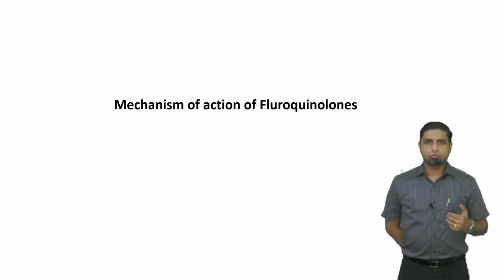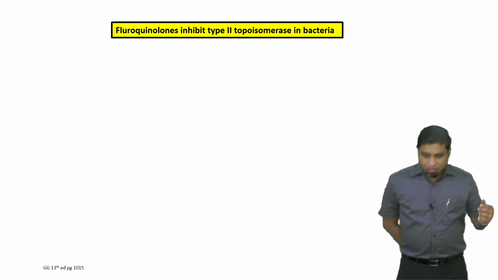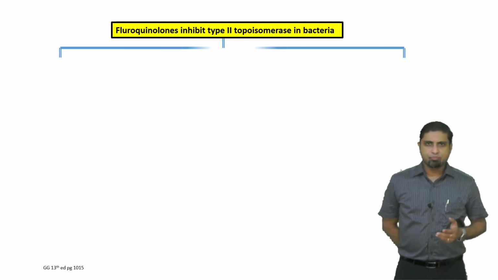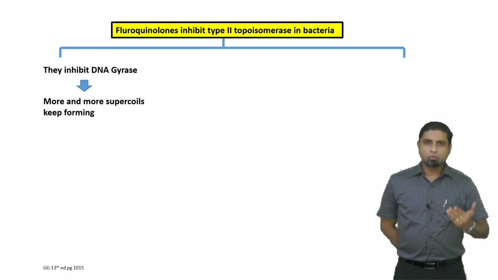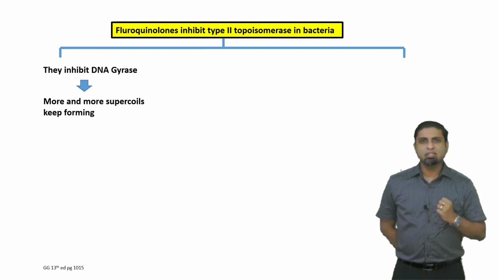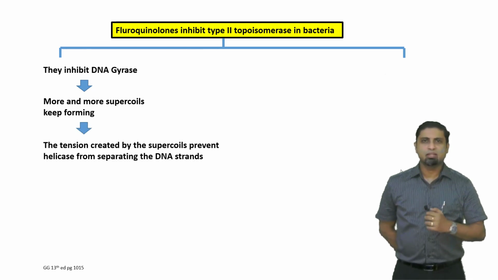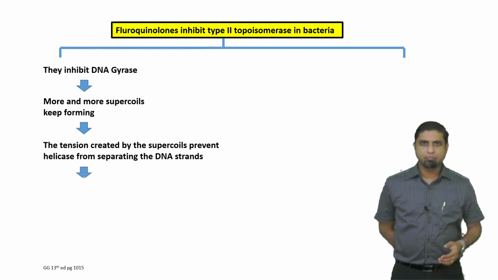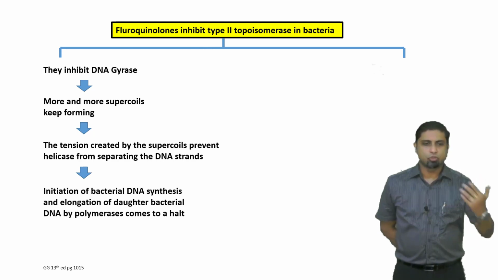Right, now we can move on to the mechanism of action of fluoroquinolones in detail. Fluoroquinolones inhibit type 2 topoisomerases in bacteria. They inhibit both DNA gyrase and topoisomerase 4. By inhibiting DNA gyrase, more and more supercoils keep forming. There is increased tension on the activity of helicase. At one point, helicase will fail to unzip or separate the two strands of DNA further. DNA polymerases fail to replicate the DNA, and the cell is going to die.